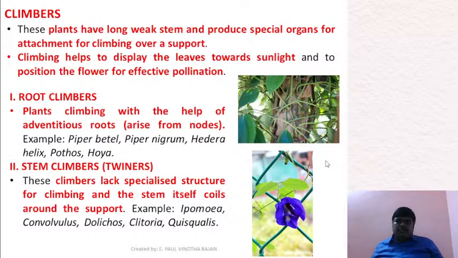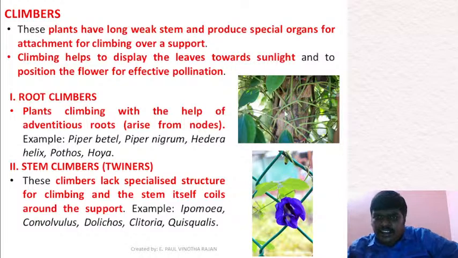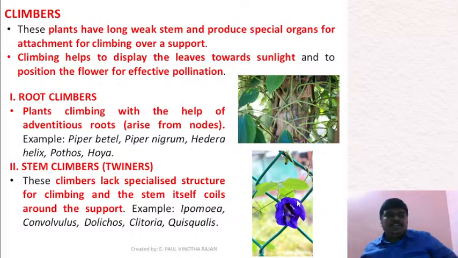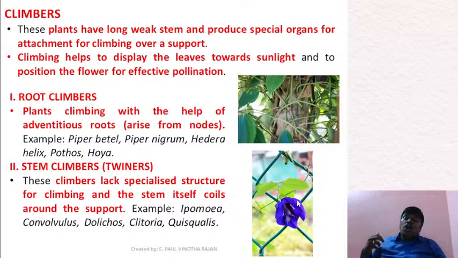Very, very weak stem. So, they always depend on some other plant or some other object for them to climb. For example, you can see it here. In this picture, they are attaching to another plant and growing. Whereas here, they are attaching to another non-living object, the fence, and it is growing there. Since they have a weak stem, they need some organ to climb, to support them.